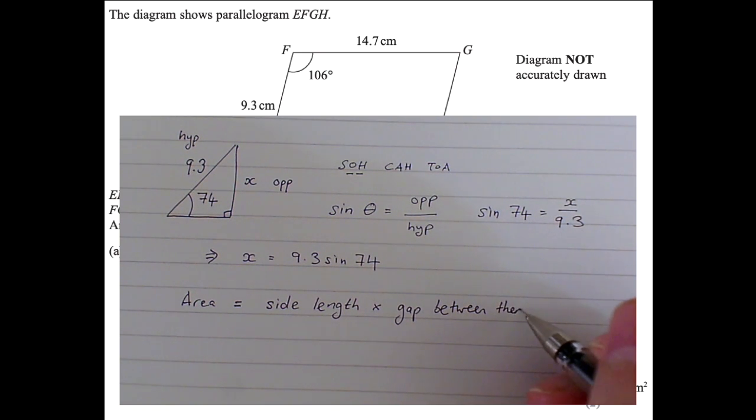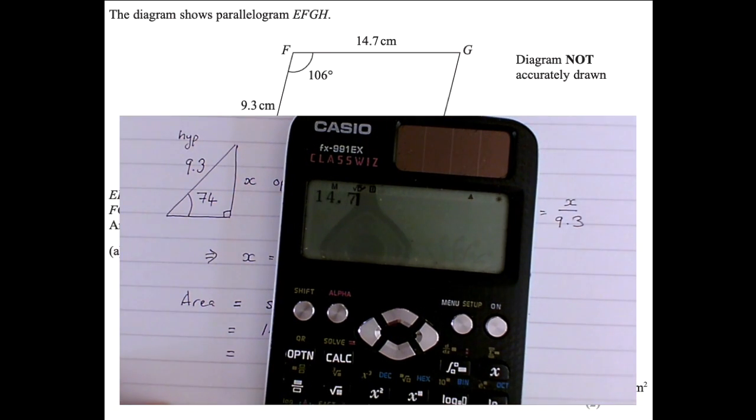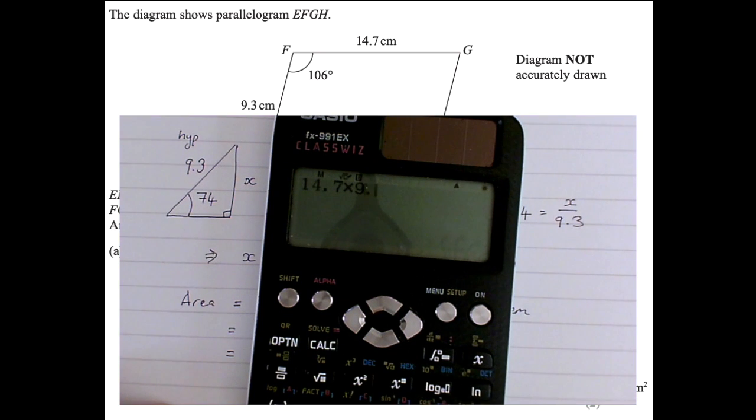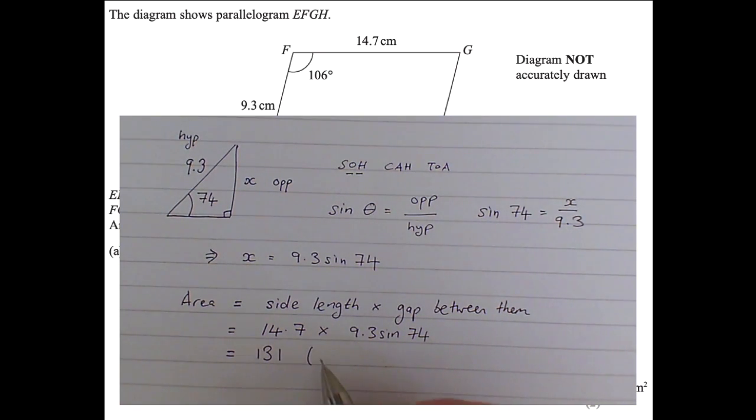Okay, so I'm just reminding myself about the area of a parallelogram. It's really sort of a rectangle, isn't it, that's been adjusted. I could take that triangle I've drawn and stick it onto the other side and make a rectangle, couldn't I? So 14.7 times 9.3 sine 74, and I have to give the answer to 3 significant figures. Okay, so I think the answer is going to be 131 centimetres squared. Yeah, I should have put centimetres squared next to 131.